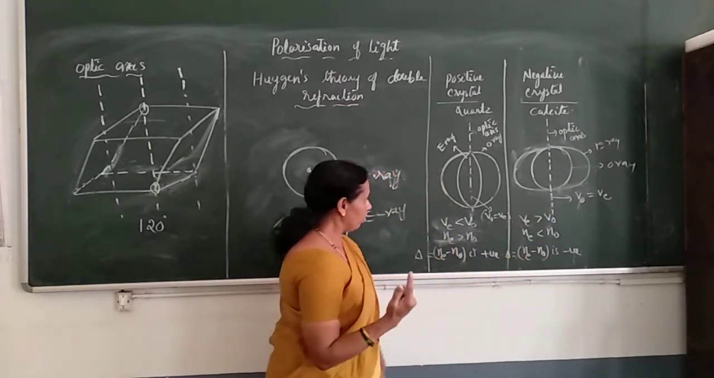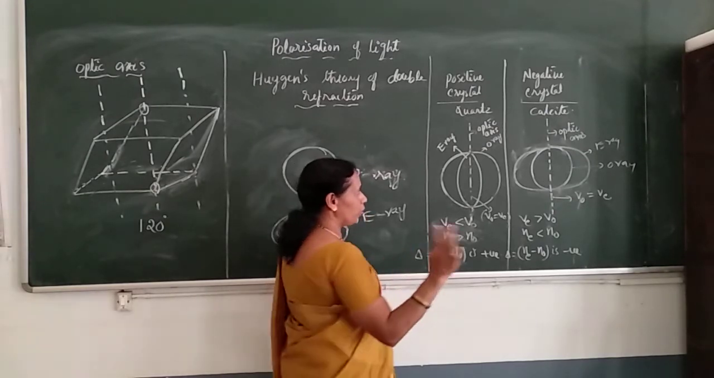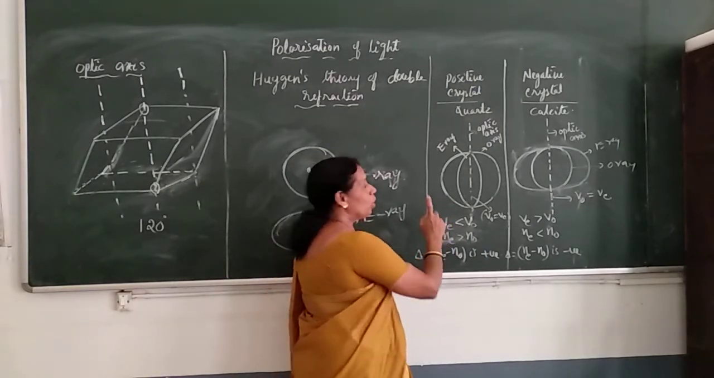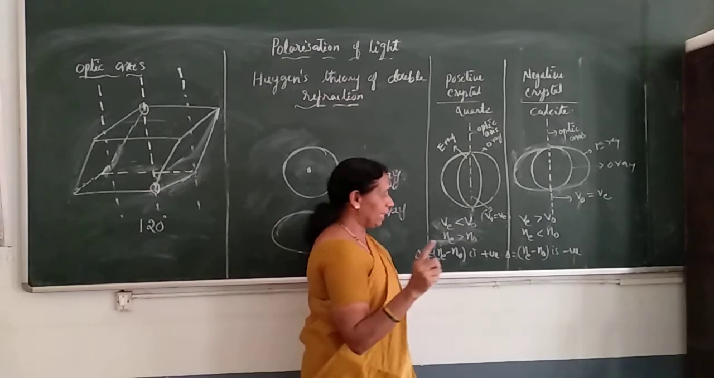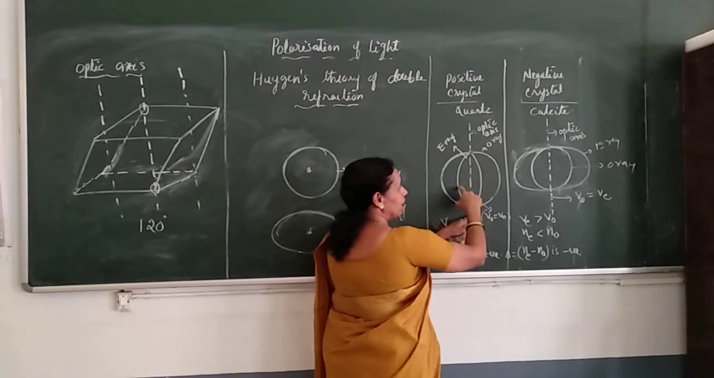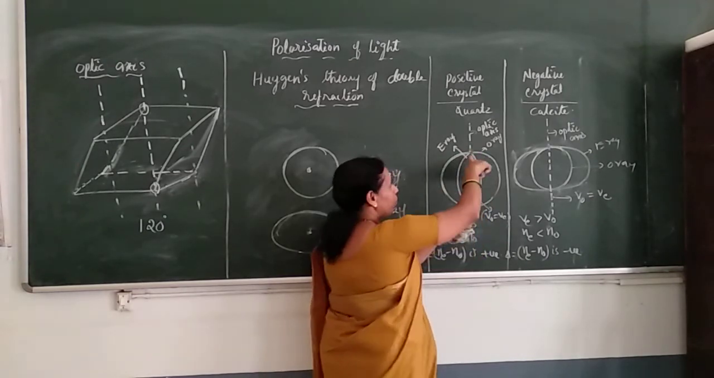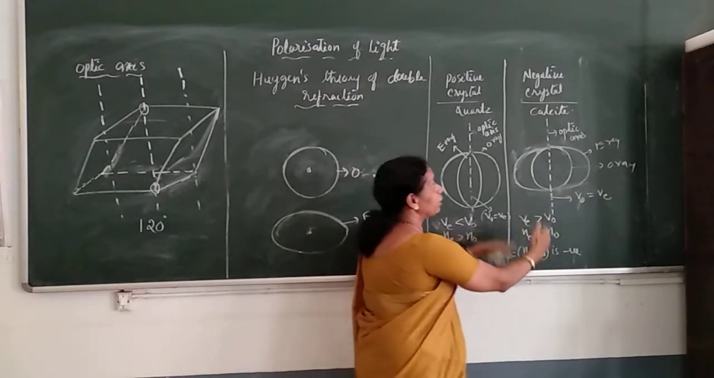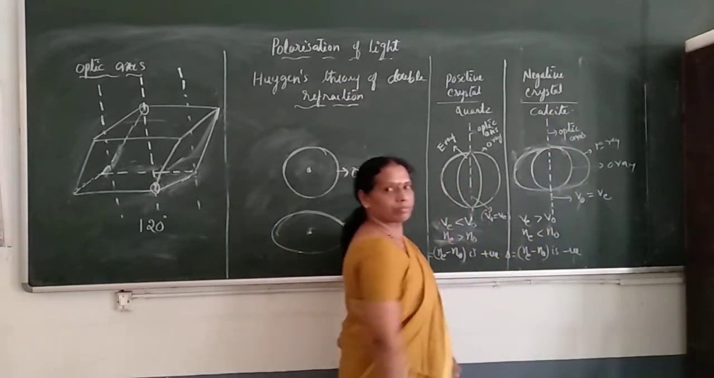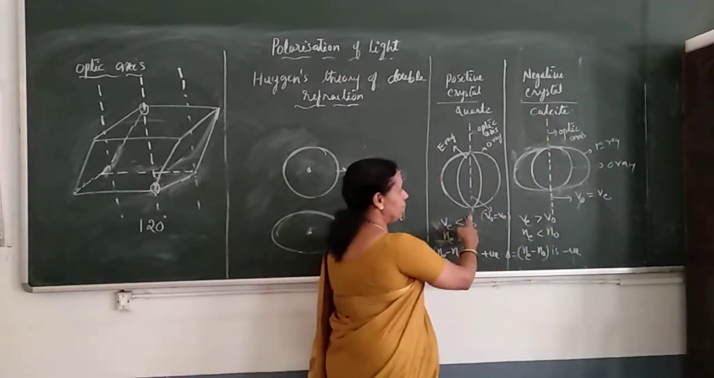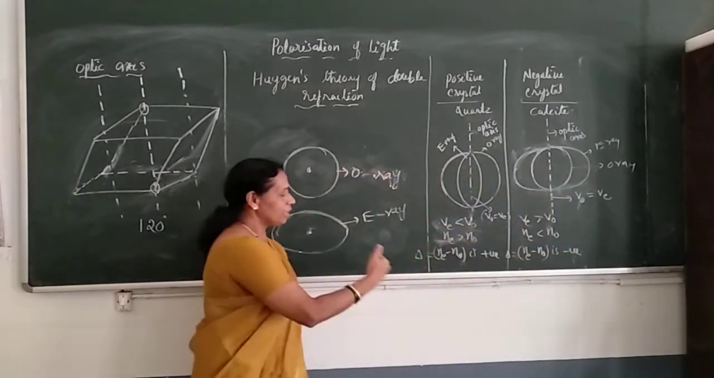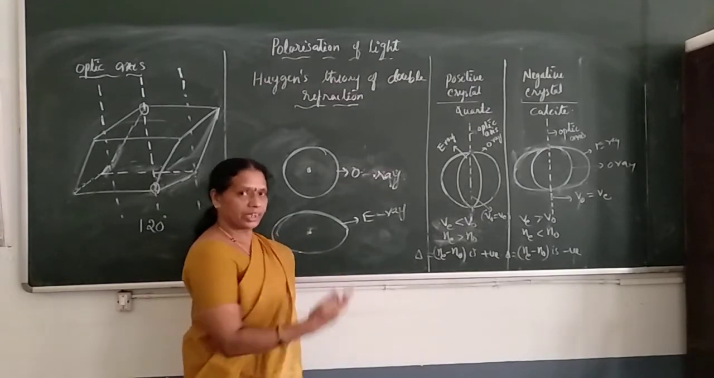These are differences. How many are over? 1, 2, 3, 4 differences are over. One more. In a positive crystal, velocity of the E ray, VE, is maximum. In which direction? Along the optic axis. In all other directions, it is minimum. VE maximum along the optic axis. Whereas in negative crystal, VE is maximum along the direction perpendicular to the optic axis. This is another difference. Here VE maximum along the optic axis. Here VE maximum along the direction perpendicular to the optic axis. These are the differences between positive crystal and negative crystal.